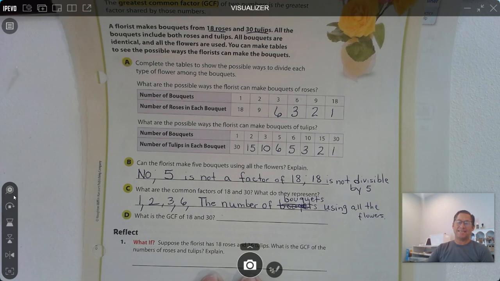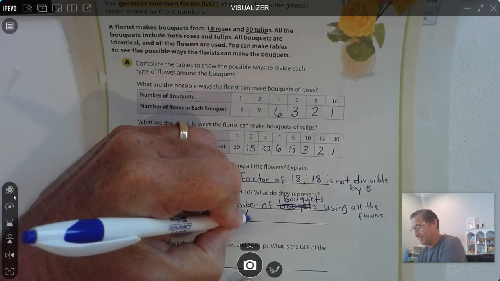So what is the GCF of 18 and 30? G standing for the greatest. So of these 4 common factors, which one's the greatest? Well, that's 6, right?